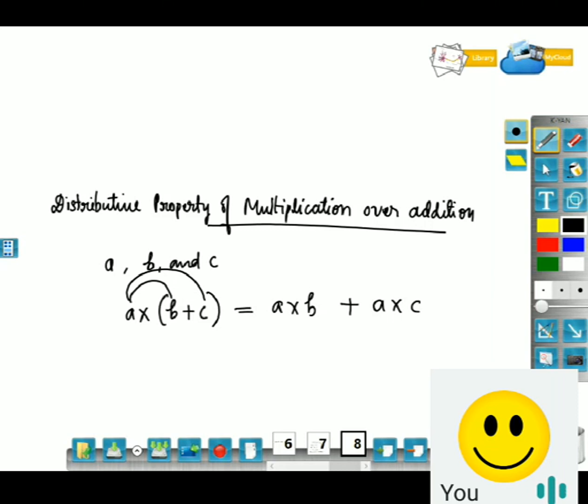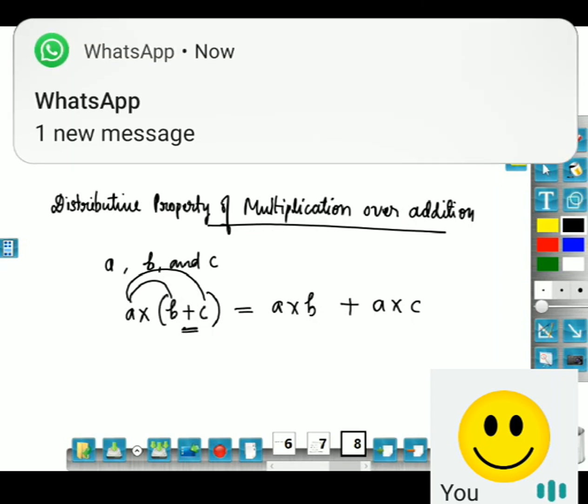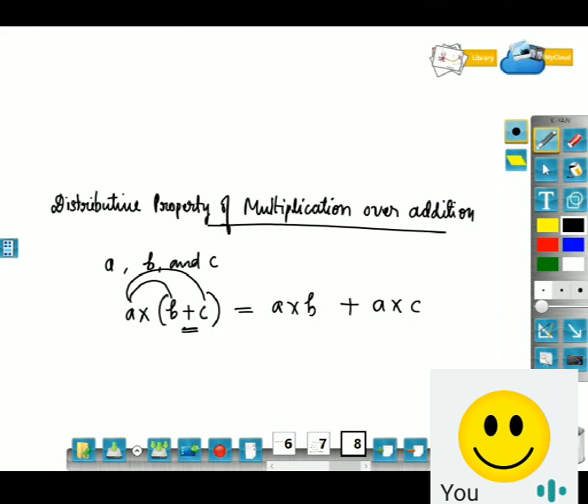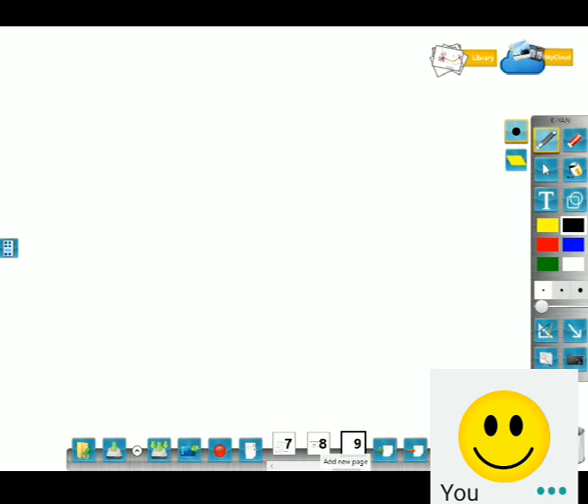This property we already studied in 6th. And why are we calling it the distributive property of multiplication over addition? Because between B and C we have a plus sign. Because of that we call it the distributive property of multiplication over addition. Instead of plus, if there is a negative sign between B and C, then we can say distributive property of multiplication over subtraction. Okay. So now, based on this distributive property, let's solve some problems.